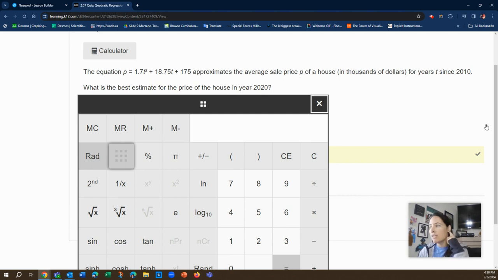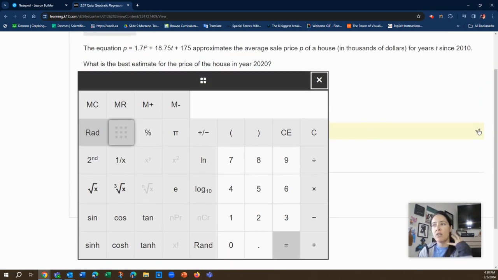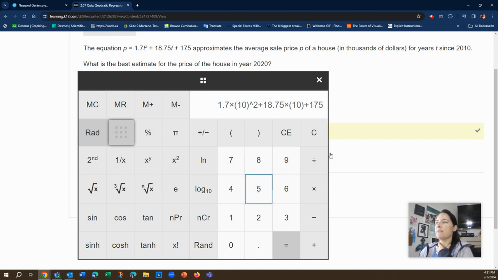Hopefully you had some time to think about that, but it's a video. So if ever you want to try to solve these yourself, pause it. Be like, oh, I want to think about it. And try the thinking, okay? 1.7 parentheses 10 close parentheses squared plus 18.75 times 10, you can put parentheses. See, it automatically put the multiplication because it implies multiplication. The calculator is programmed that way. Plus 175. Just checking it. Looks good.